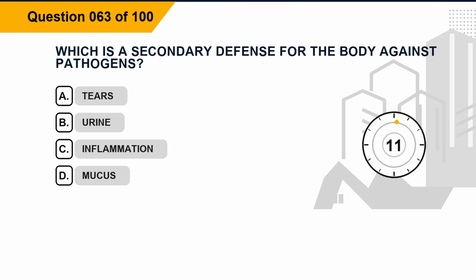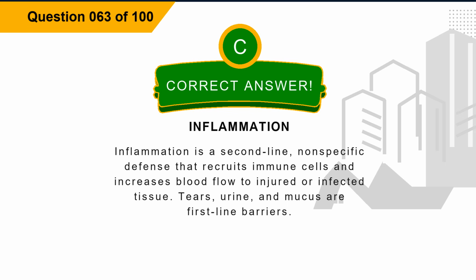Question 63. Which is a secondary defense for the body against pathogens? Option A, tears. Option B, urine. Option C, inflammation. Option D, mucus. The correct answer is option C, inflammation. Explanation. Inflammation is a second-line, nonspecific defense that recruits immune cells and increases blood flow to injured or infected tissue. Tears, urine, and mucus are first-line barriers.